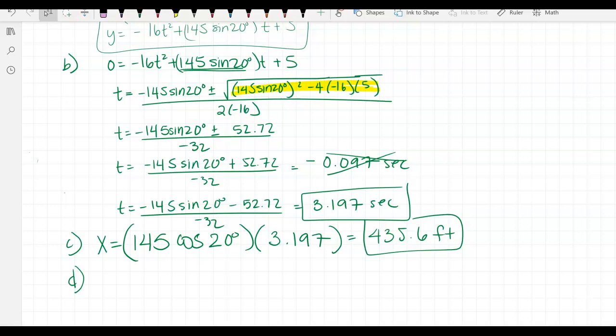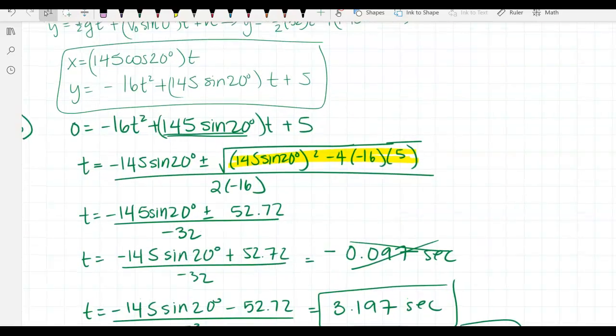Make sure you're back into the non-parametric, back to function. Negative 16 x squared, and then plus 145 sine of 20, and then plus 5, 20x. So we're going to do 20x, and then plus 5.